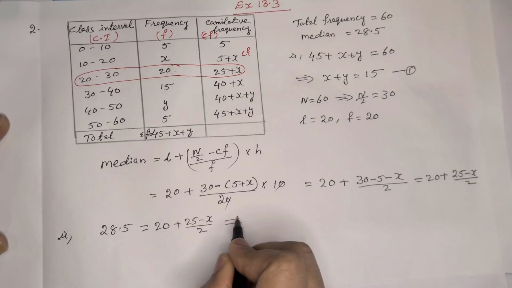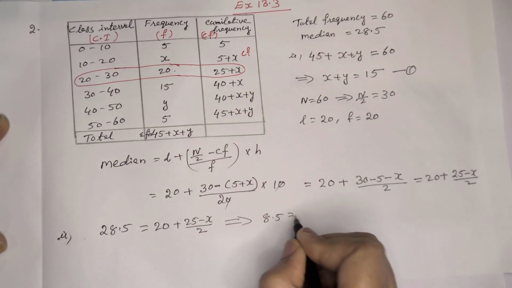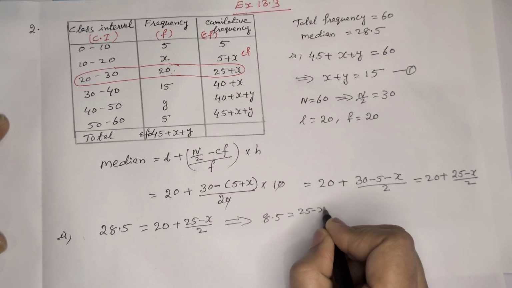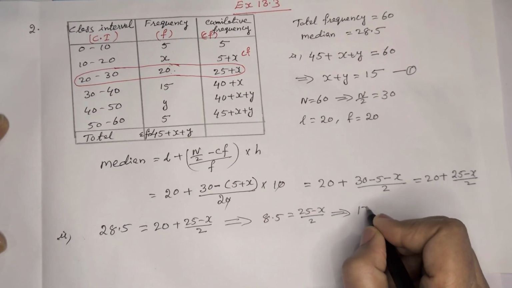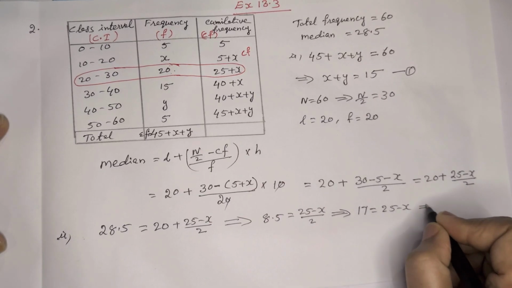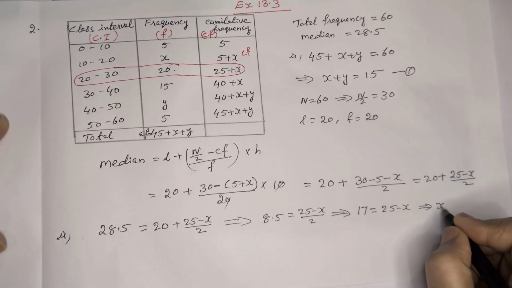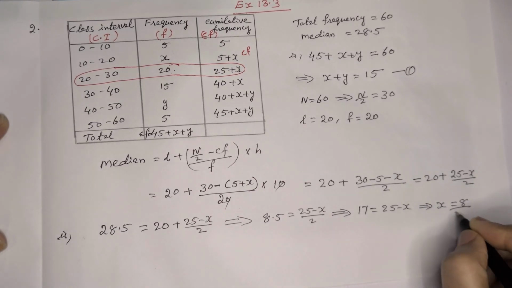So which implies, when we are moving 20 to the other side, 8.5 is equal to (25 minus x) by 2. Cross multiply, we get 17 is equal to 25 minus x, which implies x to the other side, 25 minus 17 is 8. So x is equal to 8.